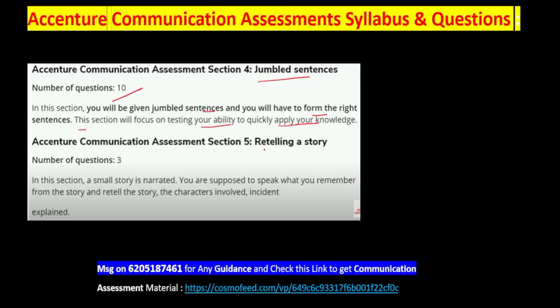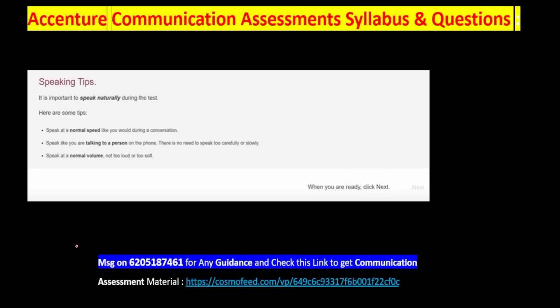And the next section is retelling a story. You will be told a small story, narrated. You are just supposed to speak what you remember from the story and retell the story in your own language, right? You have to explain it in your own language. You don't have to say the whole story as it was told.